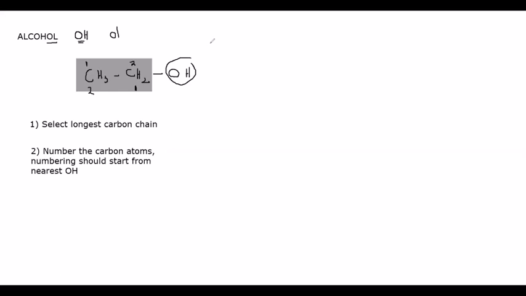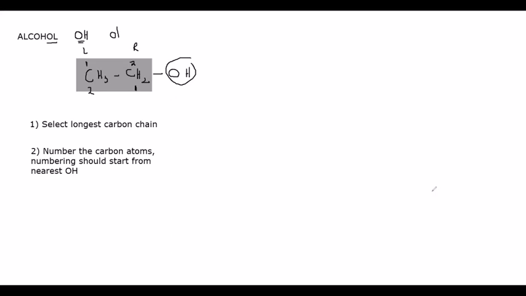So we always select the longest carbon chain, and after that the numbering should start from the nearest OH. So which numbering should I follow, left to right or right to left? Where OH is coming closer. So I should select from right to left.